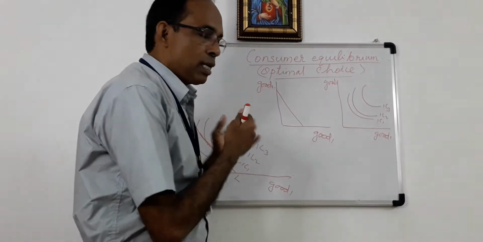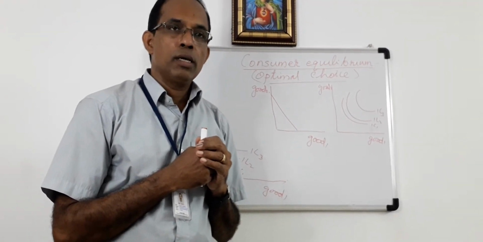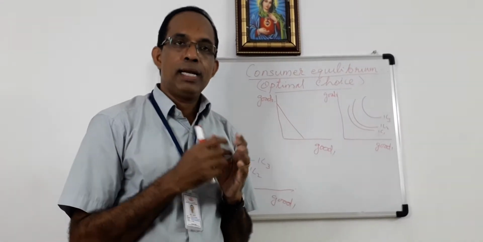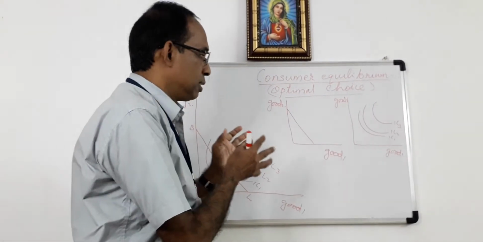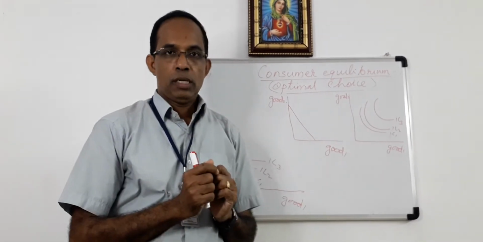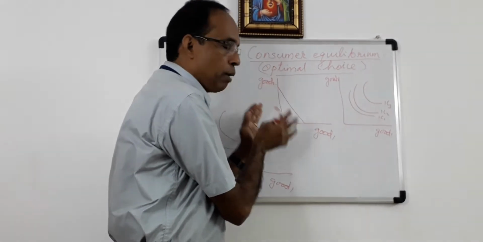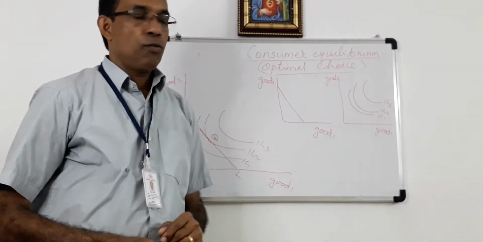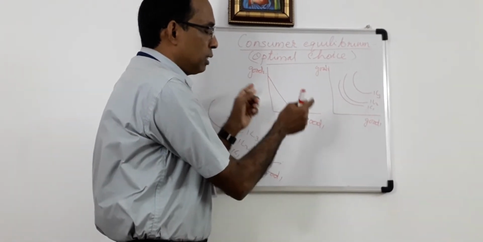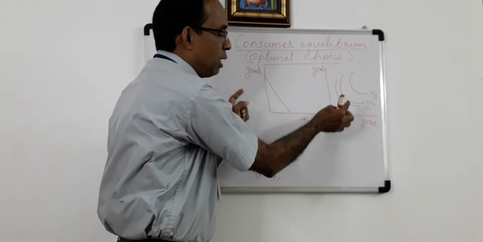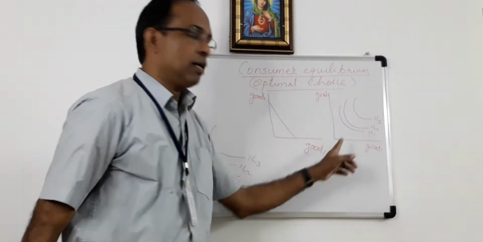When does a consumer get satisfaction? Anybody know the answer? When does a consumer get satisfaction? When he purchases a bundle with his income. Okay, now let us study which bundle gives him maximum satisfaction. In order to study this consumer equilibrium, we are using the 2 tools that we studied in previous chapters. The first one is the indifference curve.